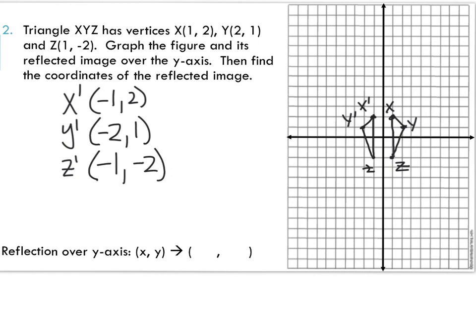Hopefully when you're doing this, you notice, okay, well this time my x values are becoming opposite. They were all starting out to be positive, and our y values stay the same. So again, our rule for this is our x's become opposite. Again, it would be a good idea to write that word opposite. And our y values stay the same.